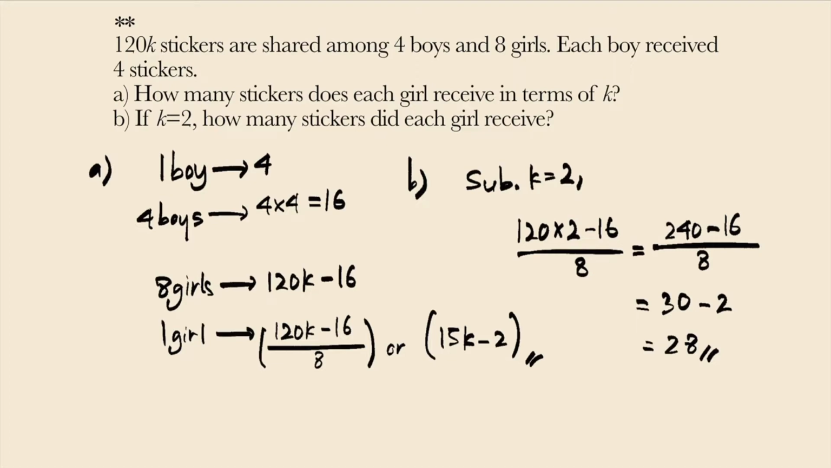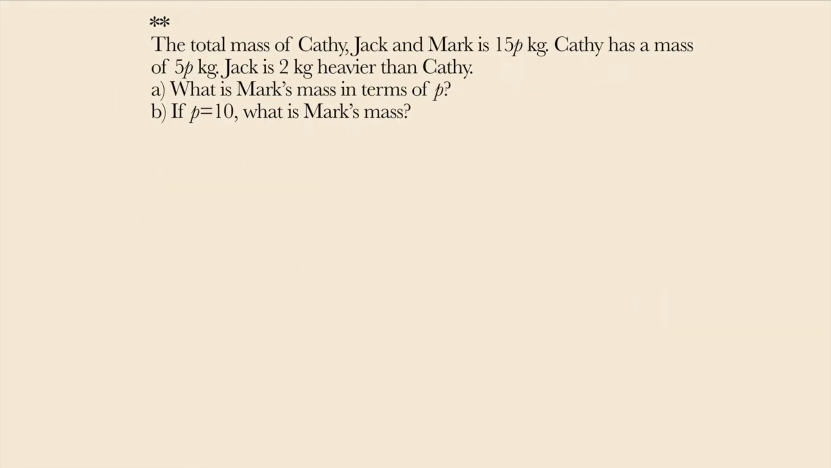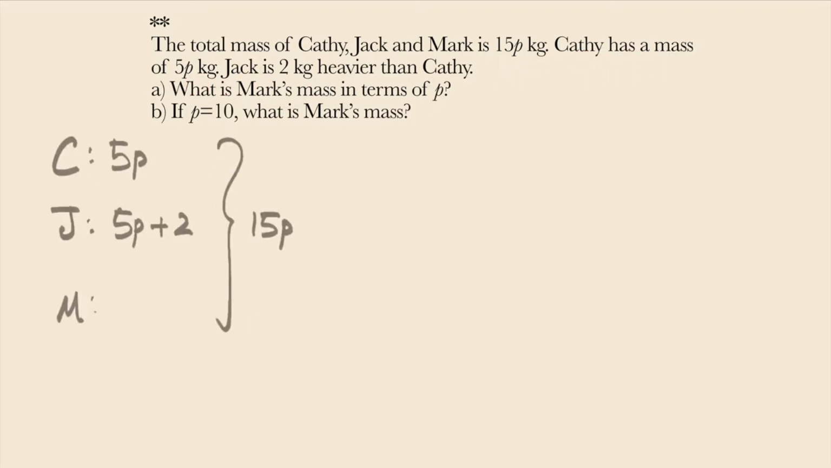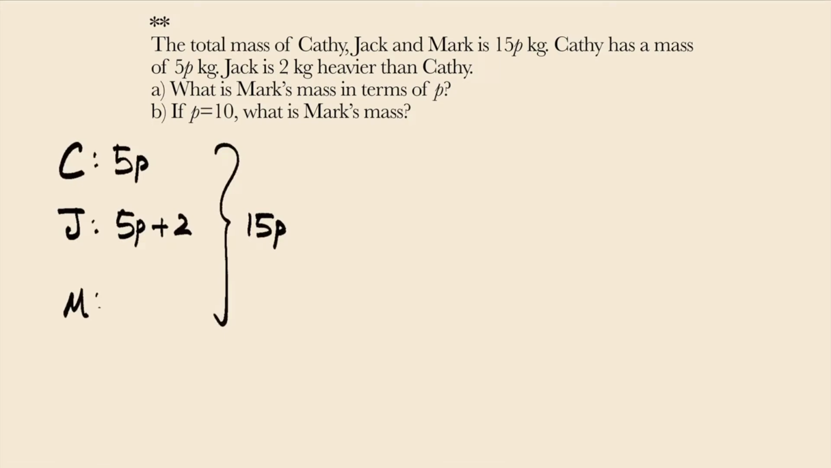Well, how nice. We're going to use one of these expressions and just sub 2 into it, and we'll obtain 28. So a total of C, J, and M is 15p kilograms. Kathy has a mass of 5p. I like to make everything clear for questions like that. So Kathy has a mass of 5p. Jack is 2 kg heavier than whatever Kathy is, so 5p plus 2. The sum of all 3 people, 15p.